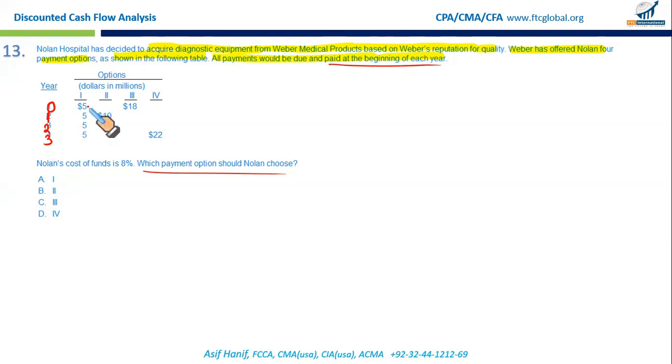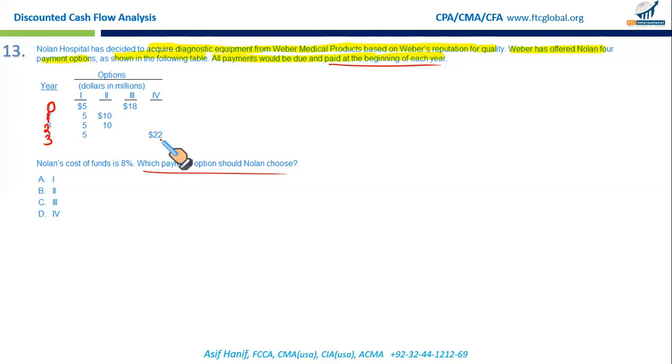First option says pay 5 million right now, then 5 million at the end of year 1, 5 million at the end of year 2, and then 5 million at the end of year 3. Either this or simply make 2 payments, first at the end of year 1, at the end of year 2. Or a single payment of 18 million right now, or a single payment of 22 million at the end of 3rd year. Since these are outflows, we're not talking about NPV here, we're talking about outflow.